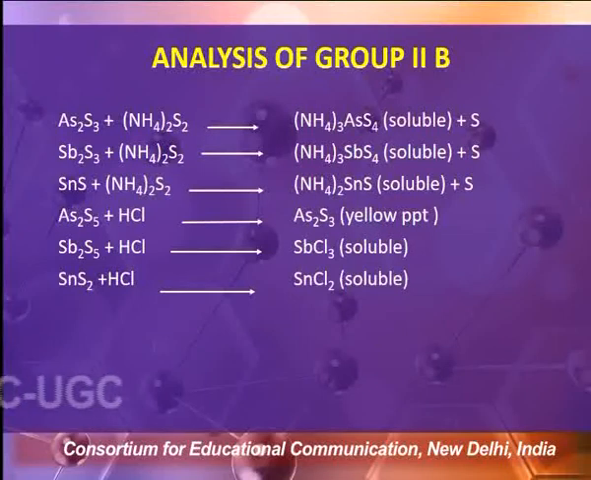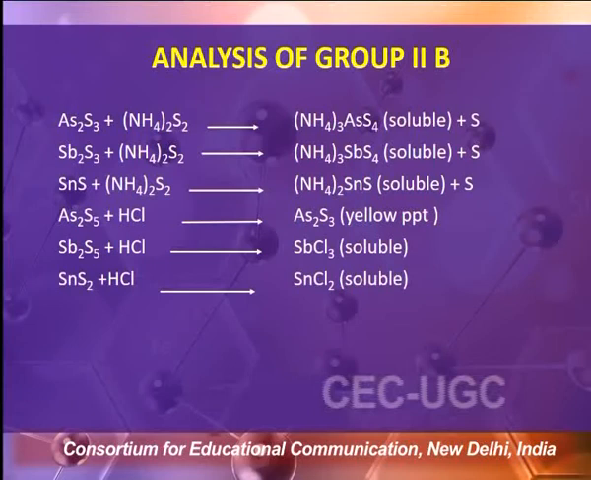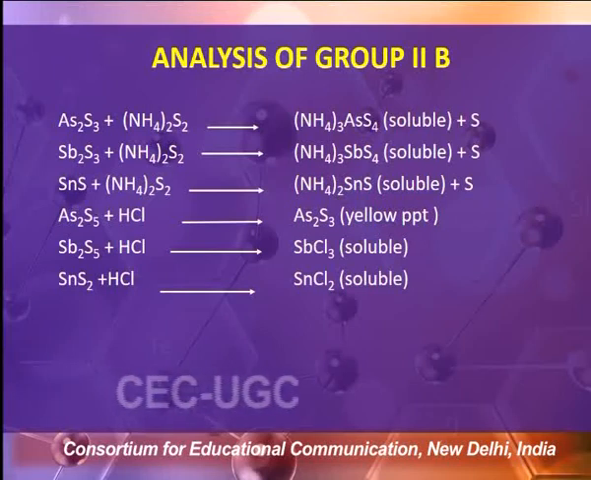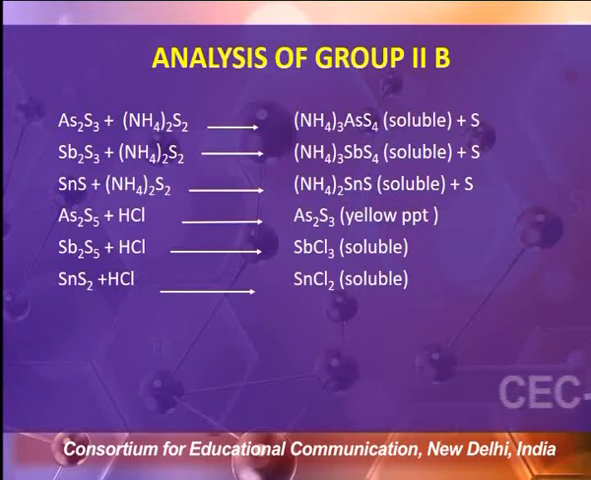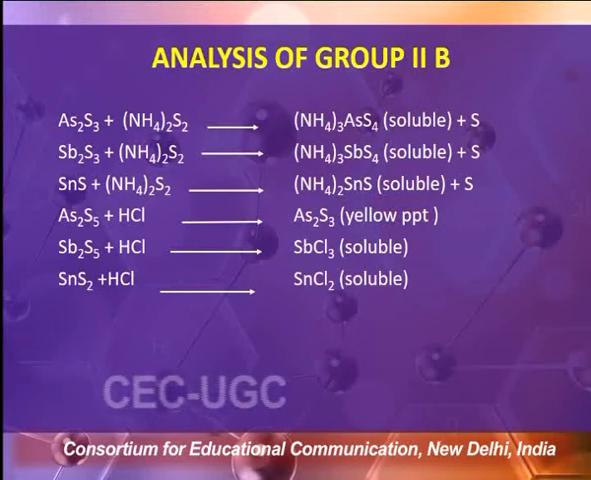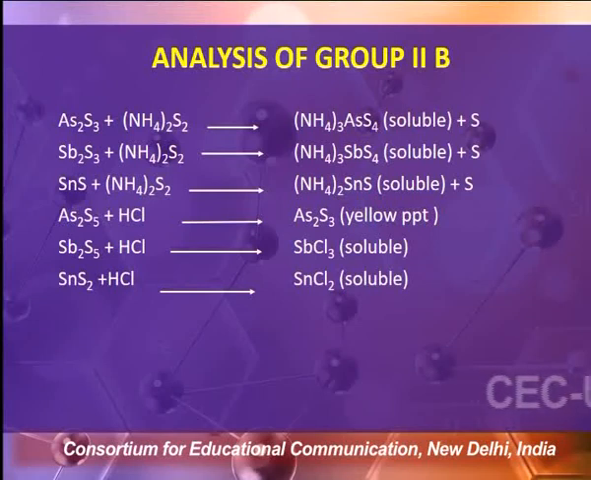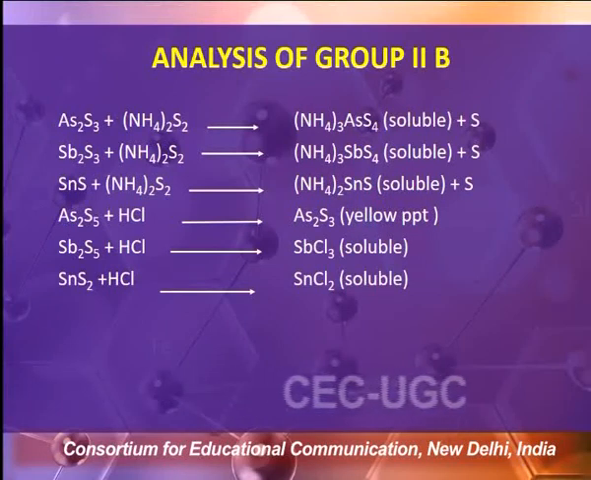This is the chemistry involved in the various tests which we have already performed, that is, arsenic sulfide on addition with yellow ammonium sulfide forms a soluble complex along with the deposition of sulfur. Similarly, antimony forms a soluble complex with yellow ammonium sulfide, and tin also forms a soluble complex with yellow ammonium sulfide. Till here is the procedure of the separation of group 2B from group 2A.